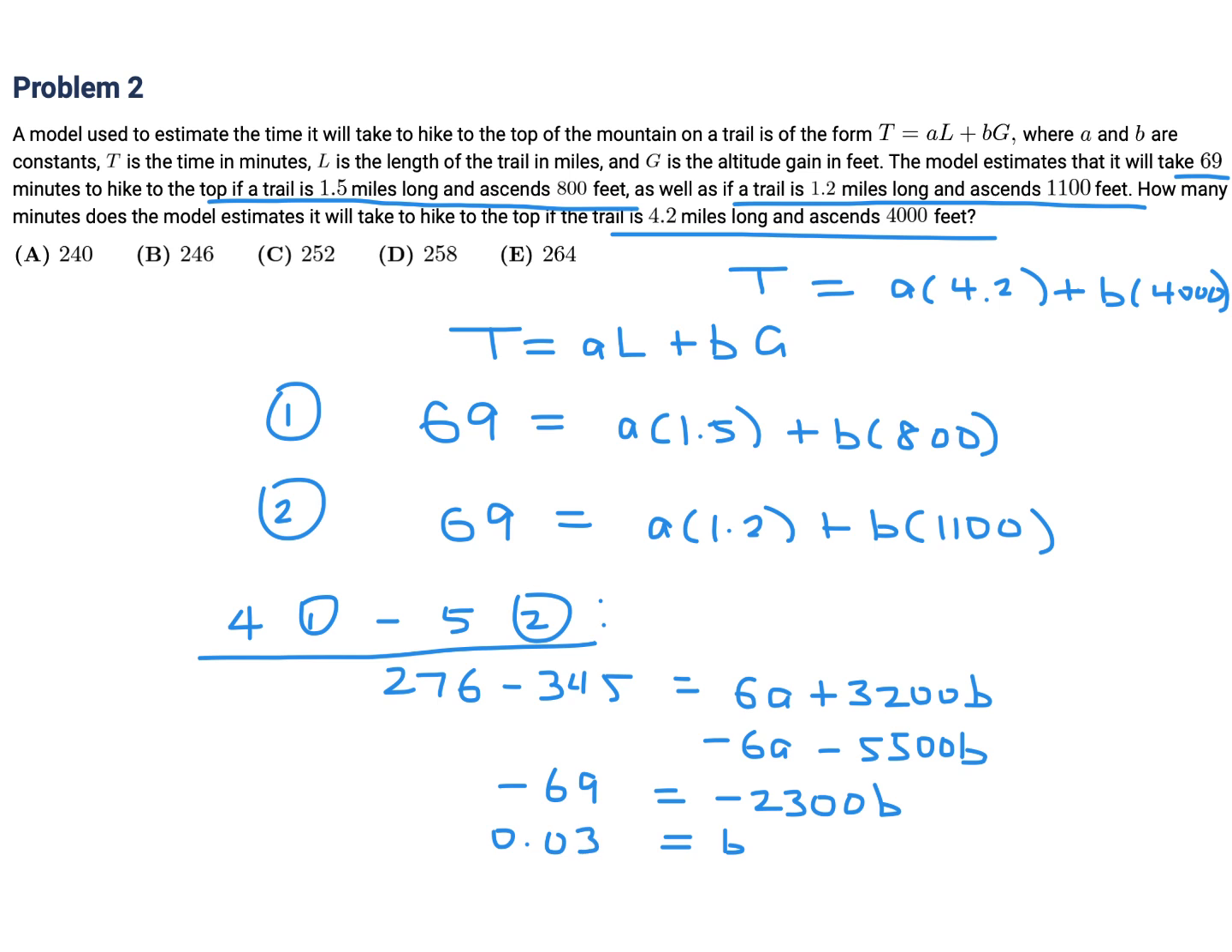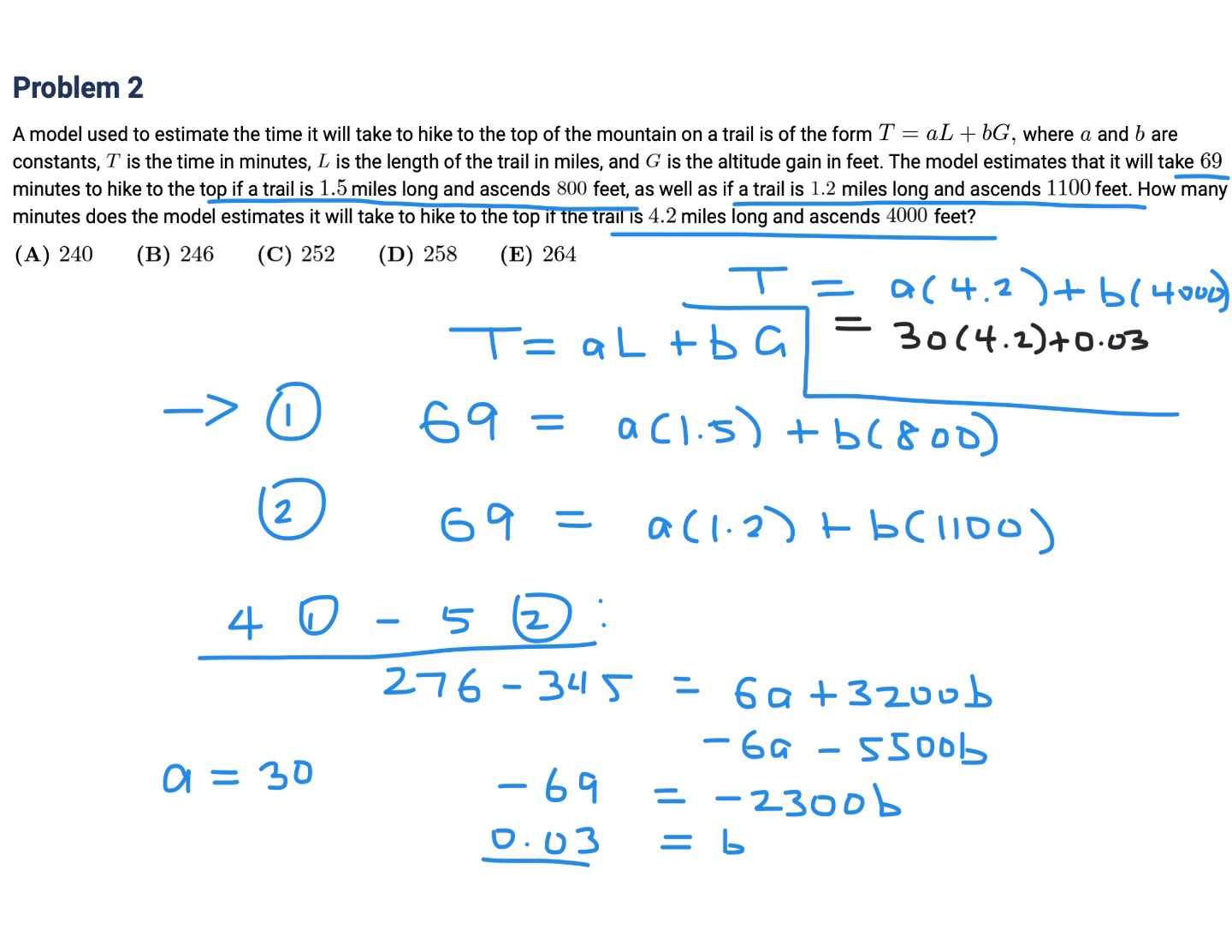Okay, and then when you sub this back into any one of these and solve for A, you'll get A is equal to 30. So coming back, let's just keep this all on the same screen. It would be 30 times 4.2 plus 0.03 times 4,000. And when you crunch out those numbers, you will get 246. And that would be choice B.